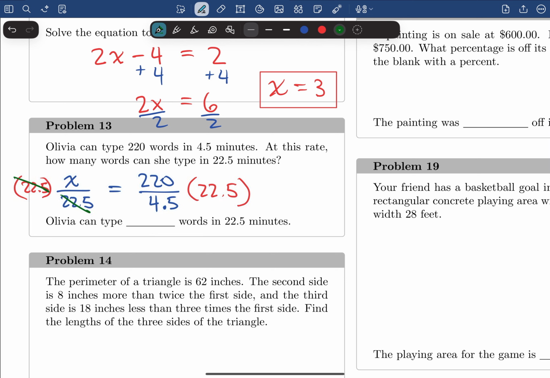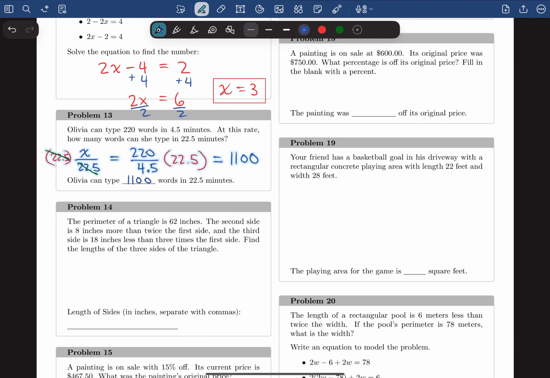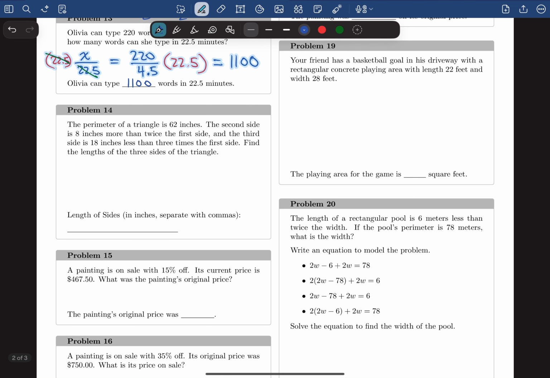And I get an integer. It equals exactly 1100. So Olivia can type 1100 words in 22.5 minutes. I don't know, is that pretty good? That's a pretty good rate, pretty good speed, I think, of her typing and her keyboard. So let's move on to problem 14.